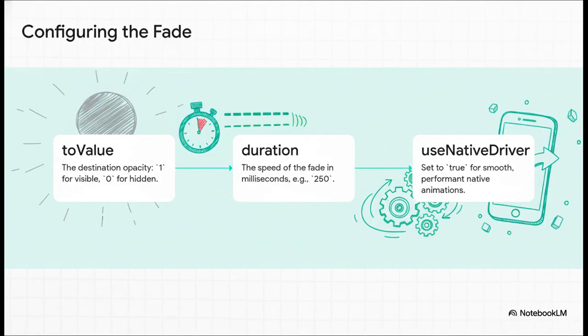Inside that useEffect, we call Animated.timing. It's pretty simple to set up. First, we give it a toValue, that's the destination. So if the loader is visible, we animate to an opacity of 1. If not, we animate to 0.